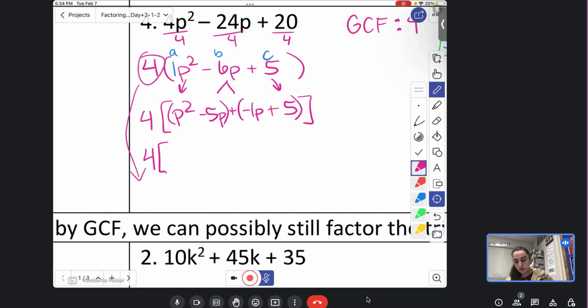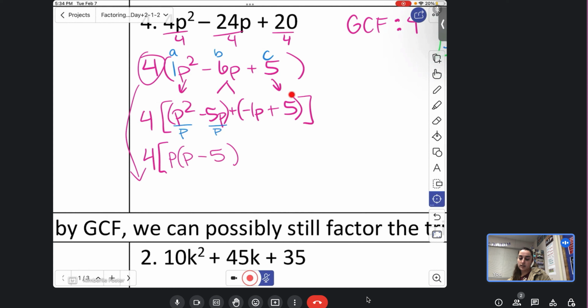So first, I have a p squared and a p. I know my GCF of p squared and p is just p, right? They have p in common. So I'm going to factor out a p here. What does that look like? Well, I'm dividing both terms by p. So p squared over p is p, and negative 5p over p is just minus 5. Okay, so I want this side to look like p minus 5.